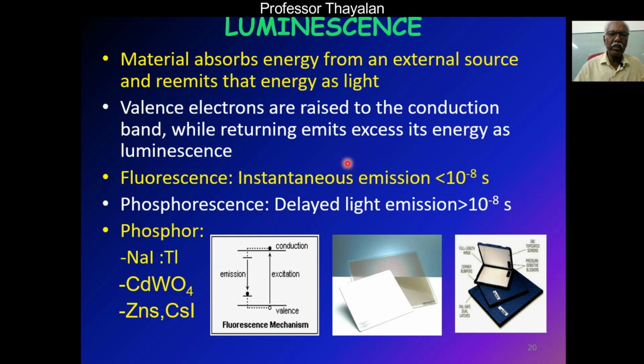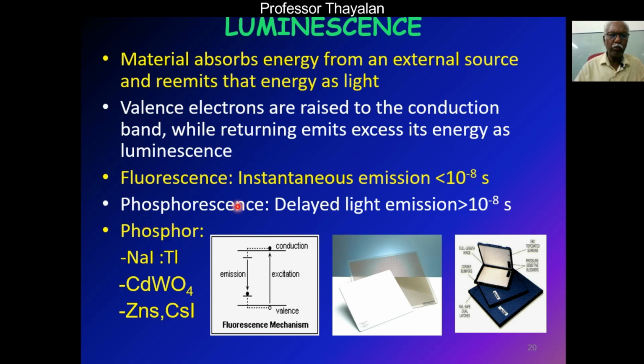Luminescence is another important property of radiation. The material absorbs energy from an external source and re-emits it in the form of light, called luminescence. The materials which show luminescence are called phosphors. Actually, what is happening? Every medium has what is called a valence band and a conduction band. When energy is given, the electron from the valence band goes to the conduction band and later returns to the valence band by emitting the excess energy in the form of luminescence.